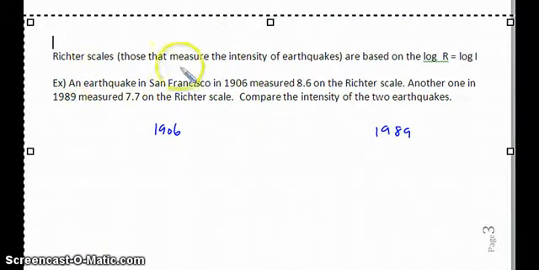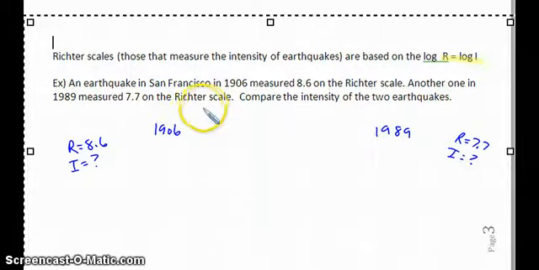Okay, Richter scales, those that measure the intensity of earthquakes, are based upon the log formula R equals the log of I, where R is the Richter scale reading and I is the intensity. So, if we know that in 1906, the earthquake in San Francisco measured 8.6, so our Richter scale reading was 8.6, the intensity is what we're trying to find. And in 1989, the Richter scale reading was 7.7, and we want to know what the intensity is for that earthquake. So, if I use the formula R equals the log of I, we would put in 8.